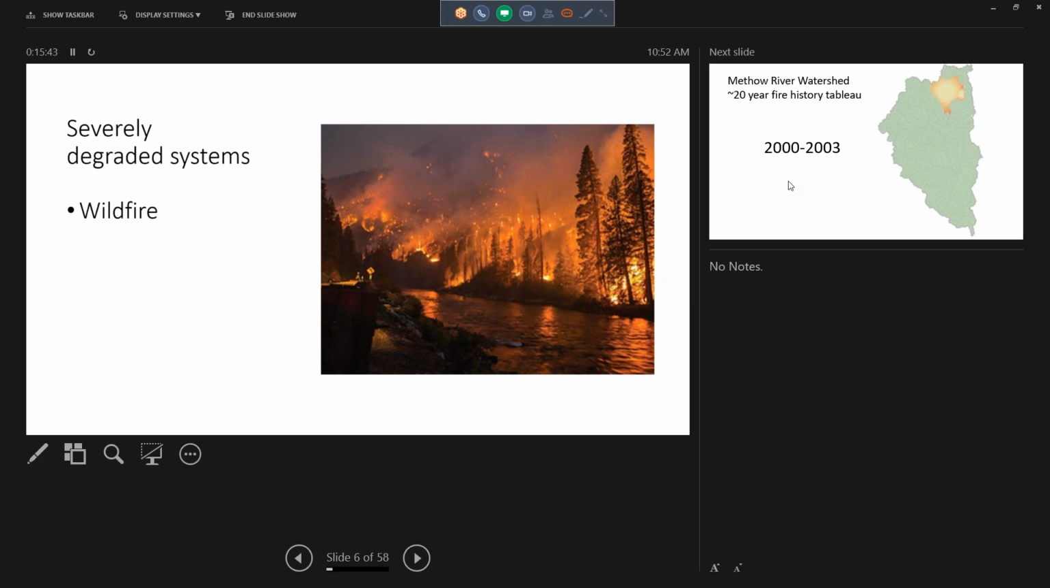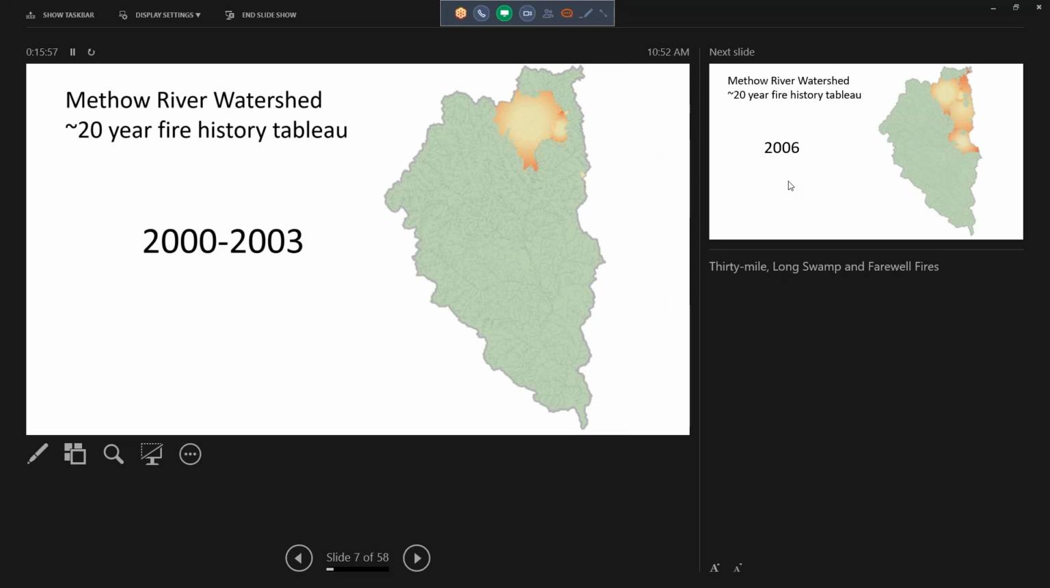We can't go in and do river engineering on every little low-order stream tributary, and they need it. They really need it. So what do we do? We don't have the funding for that. So I'm going to talk a little bit more about how much of our landscape has burned.